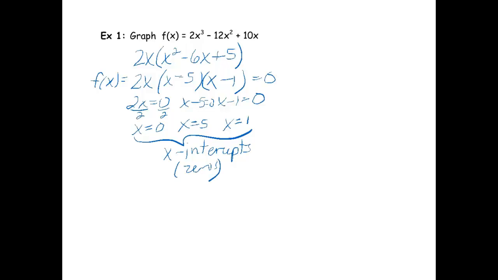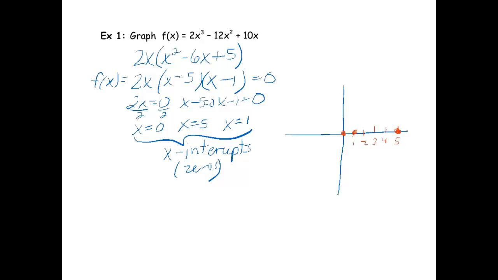So I'm going to draw a quick little sketch over here. And let's put our zeros on it. So we have an x-intercept at 0. Let's label our numbers on our graph here. So I'm going to go up to 5 in this direction. 5 and 1. Excellent.